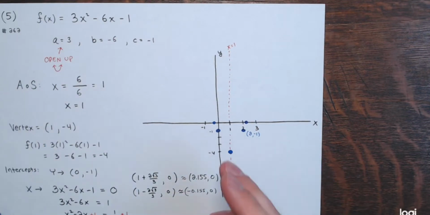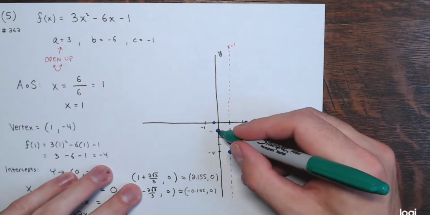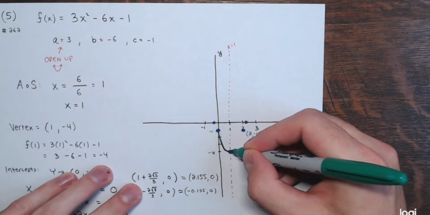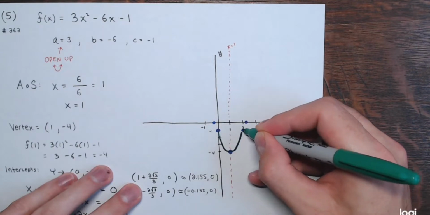And now that I have all these points, the vertex and some intercepts, as long as you have the vertex and a point on both sides of the axis of symmetry, you should be able to draw a rough sketch of the parabola. And again, don't make it pointy.